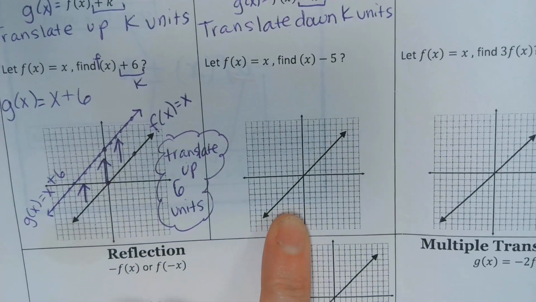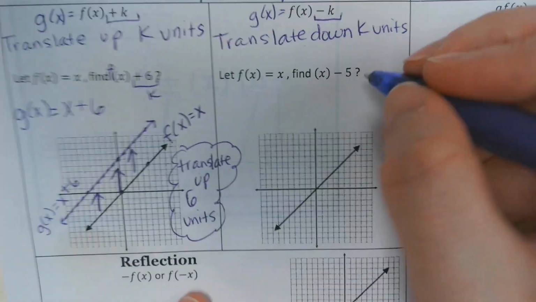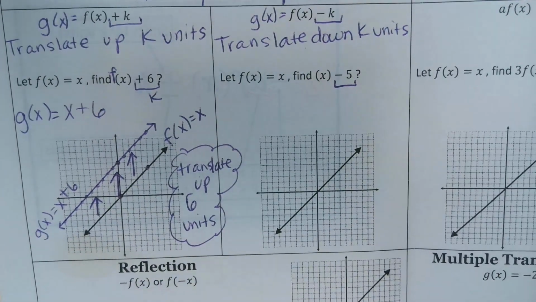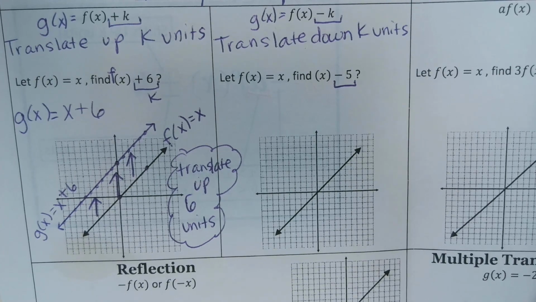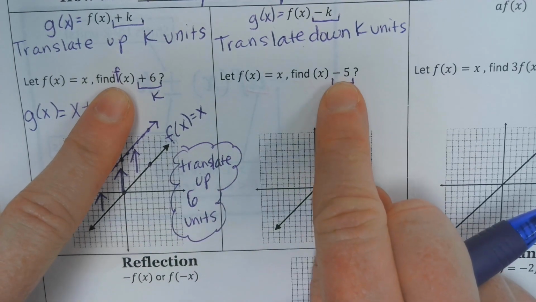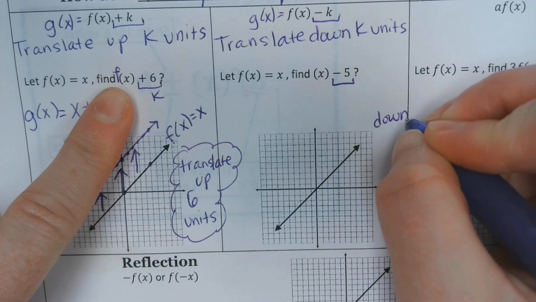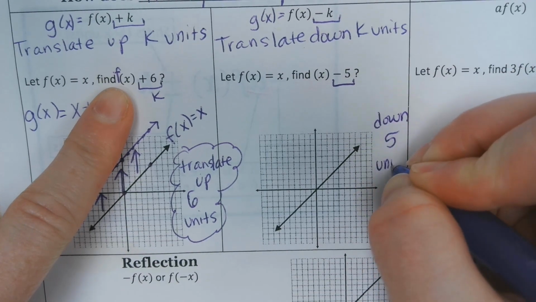So look at the other one. We need to graph that one too. What kind of translation is this one going to be, because it's minus 5? What's minus 5 going to do? If plus 6 translated up, what's minus 5 going to do? Down, yeah. So let's go ahead and put down 5 units.